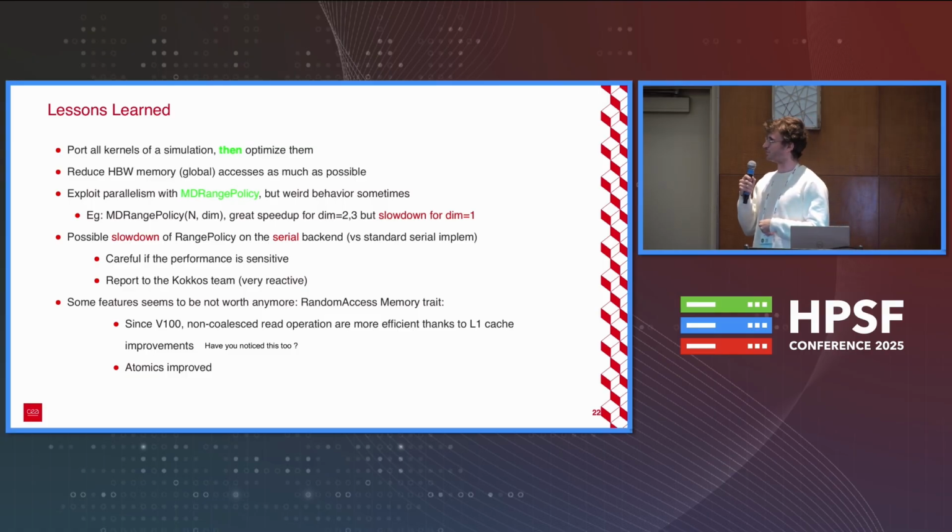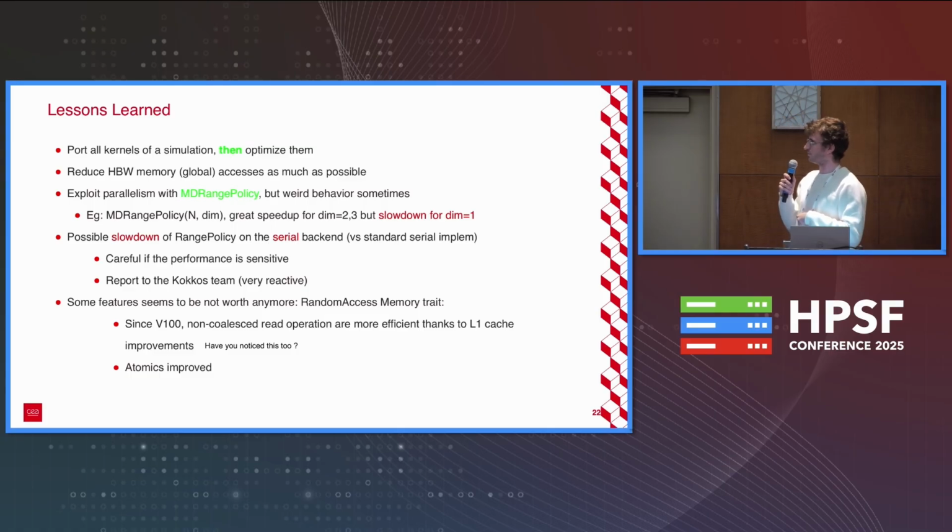It was good for us to exploit parallelism with MDRangePolicy, but we did observe some weird behavior. For instance, if I do an MDRangePolicy with n a large dimension and dim a number of dimensions, n is going to be on the order of millions, right? Dim is going to be 1, 2, or 3. We saw great speedup for 2 and 3, but slowdown for a dimension of 1 in our specific kernels. So you have to be careful of that.